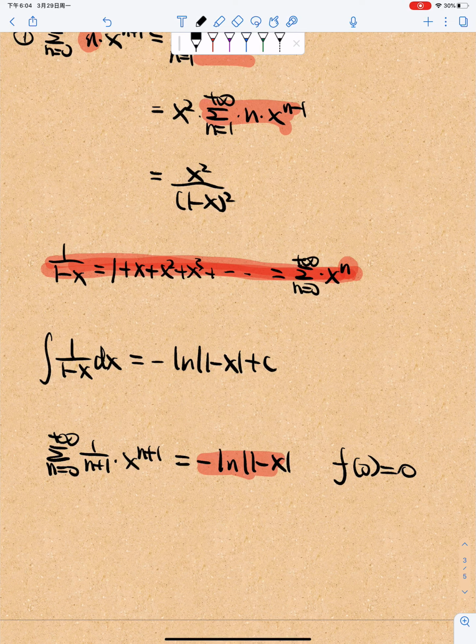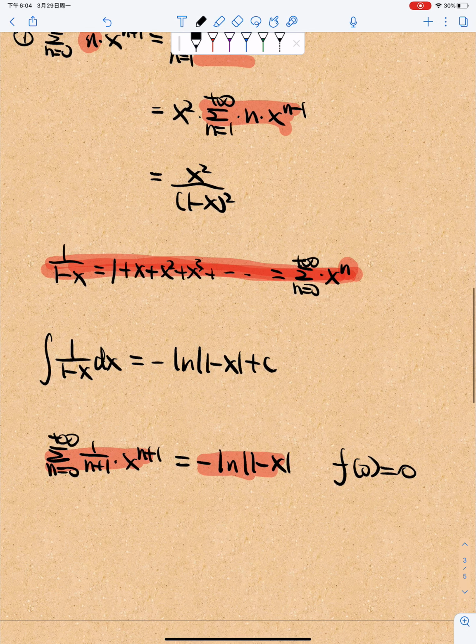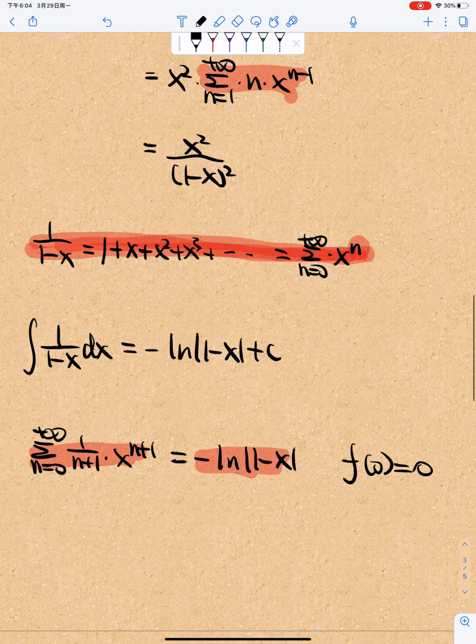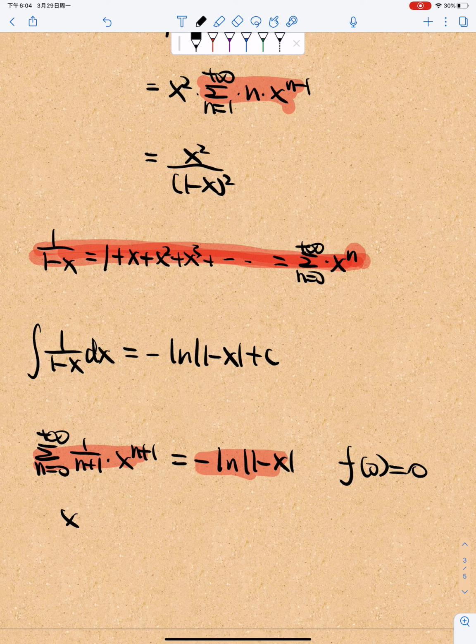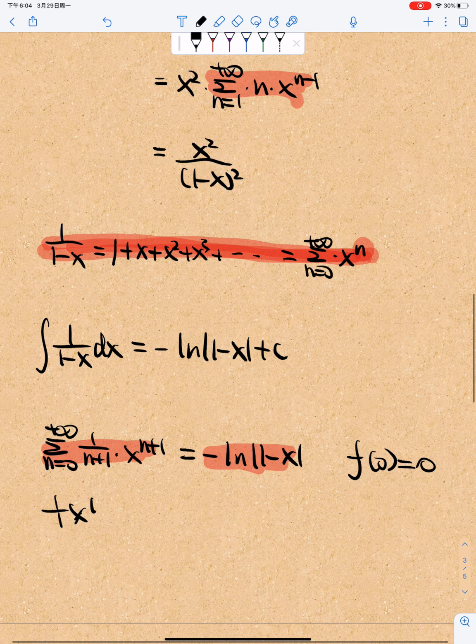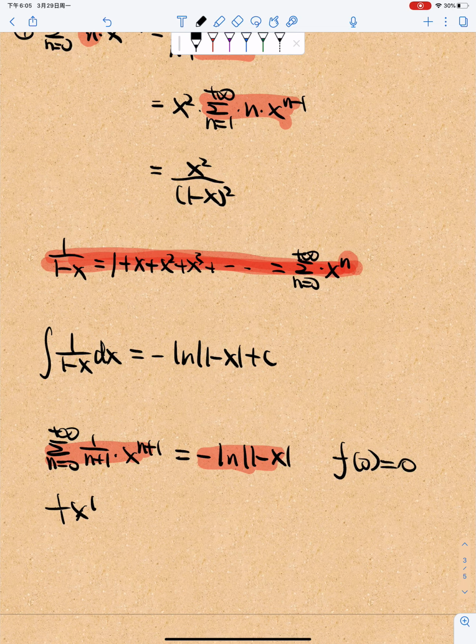The reason is that the first term of the power series on the left-hand side is 1 over 1 times x to the 0 plus 1's power. So that means the power series on the left-hand side doesn't have a constant term in it. And therefore, for this equality to hold, we need the function on the right-hand side to satisfy f(0) equal to 0. And natural log 1 minus x does satisfy those properties, so we don't need to care about what plus c we put.